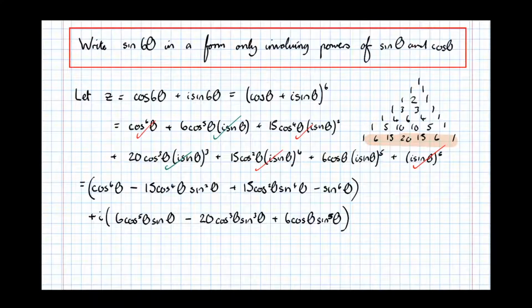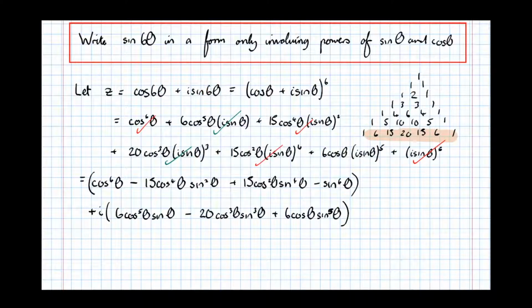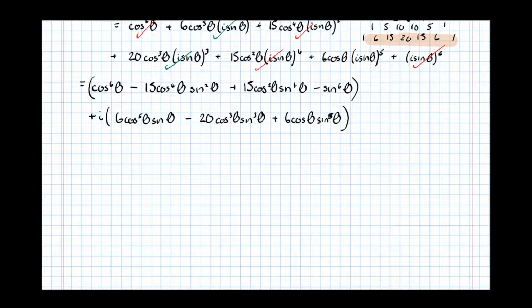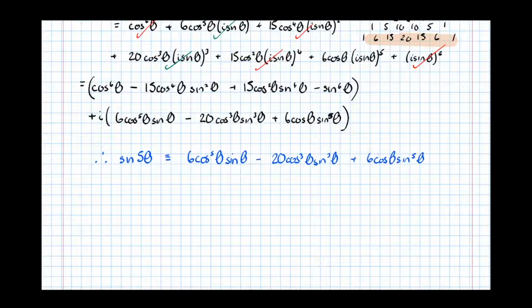And the thing we were asked to find was the imaginary part in this expansion here. So the imaginary part of this must be the imaginary part of this, which is what we're asked to find. So concluding, therefore, sine of 5 theta is identical to 6 cos theta sine theta minus 20 cos cubed theta sine cubed theta plus 6 cos theta sine to the power of 5 theta.